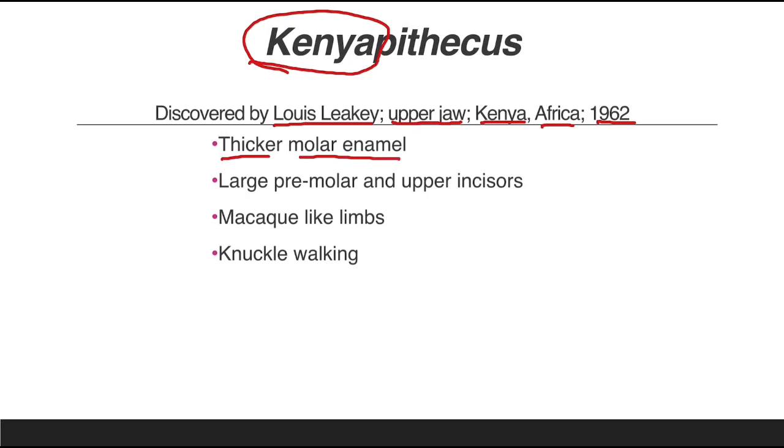तो प्रोकॉन्सल में मोलर एनामल कैसा था? थिन था. केन्यापिथेकस में कैसे? मोलर एनामल अब थिक हो गया है. लार्ज प्री मोलर्स एंड अपर इंसिसर्स. तो प्री मोलर्स जो हैं वो कैसे हैं? लार्ज हैं, और अपर इंसिसर्स जो हैं वो बड़े हैं.